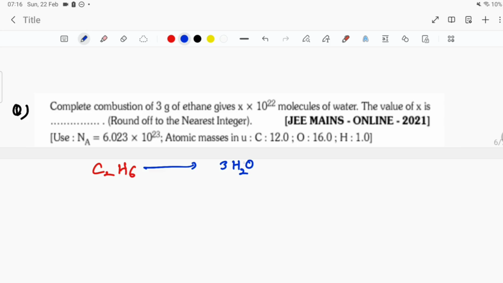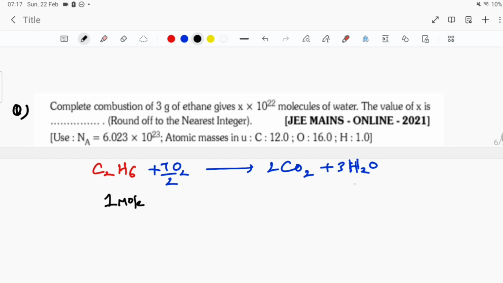Okay, let us balance the reaction for complete combustion. C2H6 reacting with O2 forms CO2 plus H2O. If you balance the reaction: C2H6 plus 7/2 O2 gives 2 CO2 plus 3 H2O. So according to the given question, 1 mole of ethane will give 3 moles of water. 3 grams of ethane is 1 mole of.